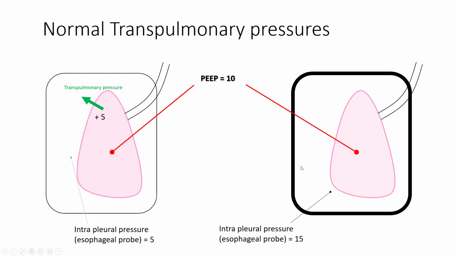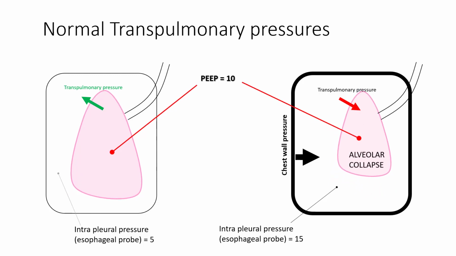However, if you look at the patient with a stiff chest wall, their intrapleural pressures are much higher. The transpulmonary pressure, that is 10 minus 15, is negative 5, even for the same amount of PEEP. In this case the transpulmonary pressure is negative, which causes alveolar collapse. Hence it is very important to measure the intrapleural pressures, because PEEP by itself does not give you the additional information about what is really going on inside those alveoli.